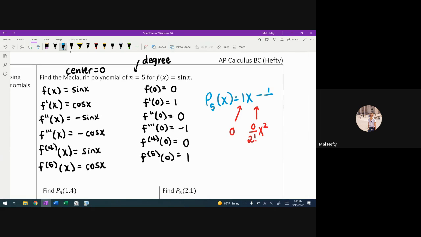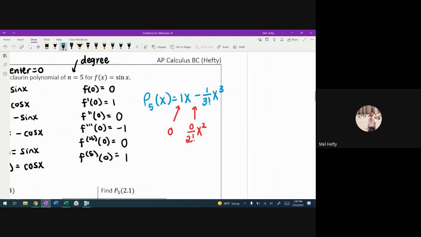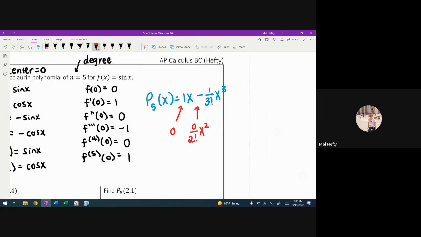Good, negative 1 over 3 factorial x cubed. Would I have an x to the 4th term? No, it would have looked like 0 over 4 factorial x to the 4th, but we don't have it. What would our actual next term be?